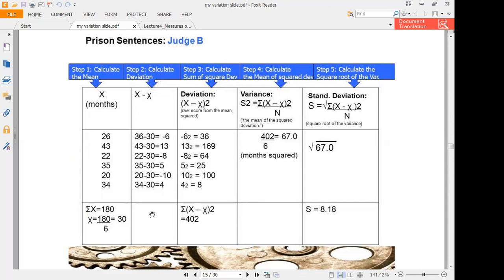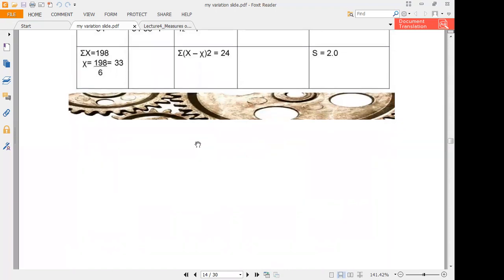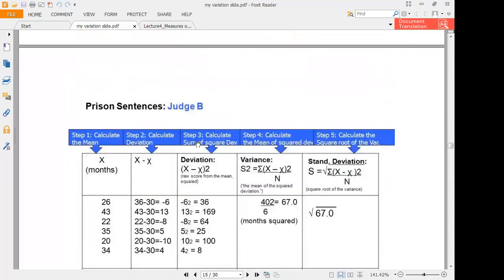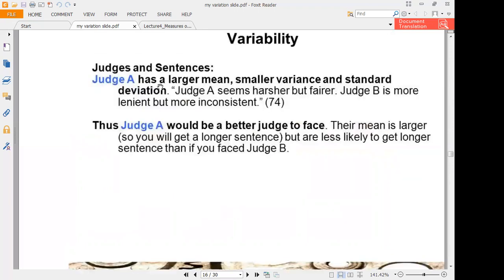Now let's see. When we discover that on average, Judge A is going to sentence us 33 years, but the standard deviation is 2, this shows that Judge A is very consistent. Maybe you get what we are trying to say. Judge A has a larger mean, but a smaller variance, or we say smaller standard deviation. You can see that the standard deviation we've gotten is 2 for Judge A. But for Judge B, we've gotten something different.